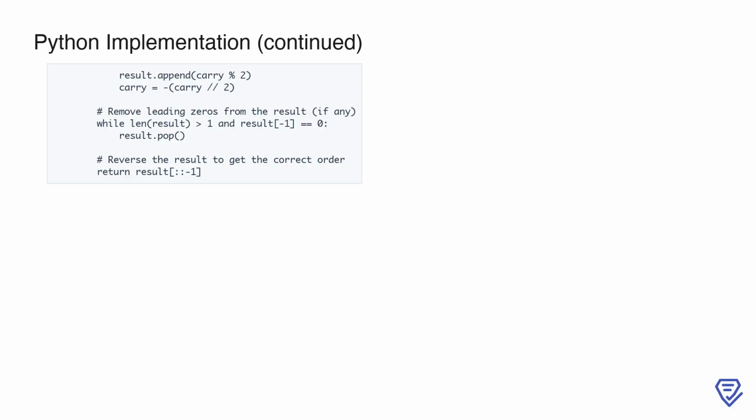After the addition is complete, we remove any leading zeros from the result to ensure the output is in its simplest form. This is done by repeatedly removing the last element of the list if it's 0, as long as there's more than one digit left. Finally, we reverse the result list to restore the correct order, transforming it back from the reverse state we used for computation. The function then returns this list, which represents the sum of the two input numbers in base -2.